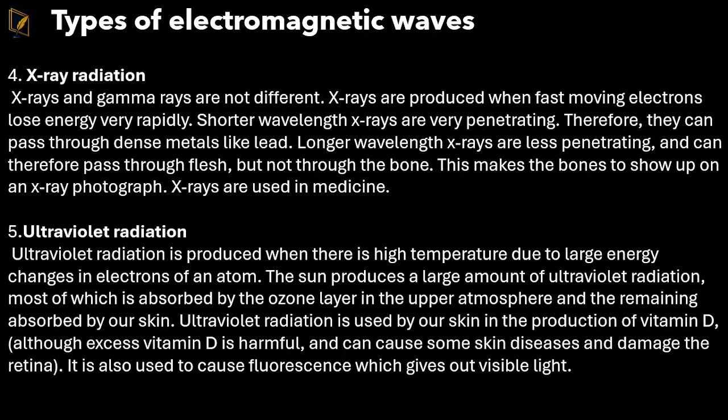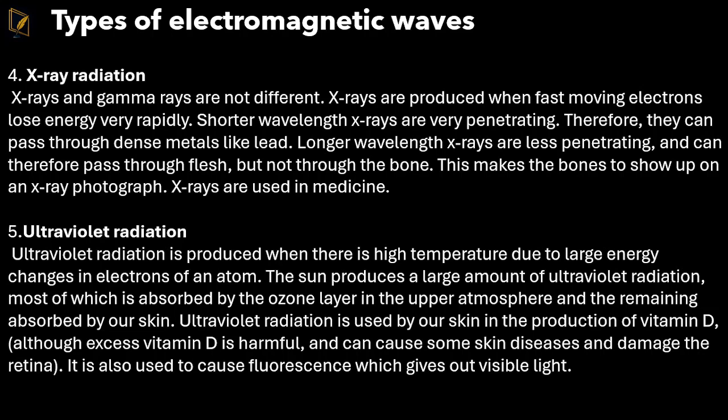Then you have the ultraviolet radiation, also called UV light most times. Ultraviolet radiation is produced when there is high temperature due to large energy changes in the electron of an atom. So this is another example of a thermoradiation. The sun produces a large amount of UV light, most of which is absorbed by the ozone layer in the upper atmosphere, and the remaining is absorbed by our skin.